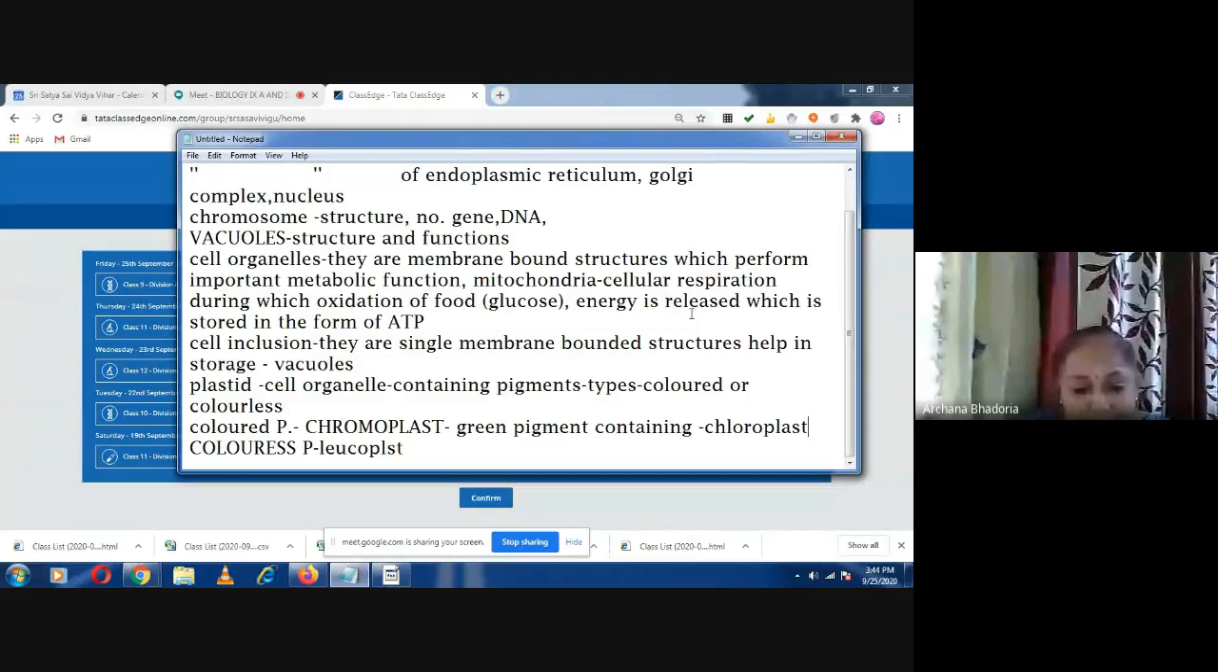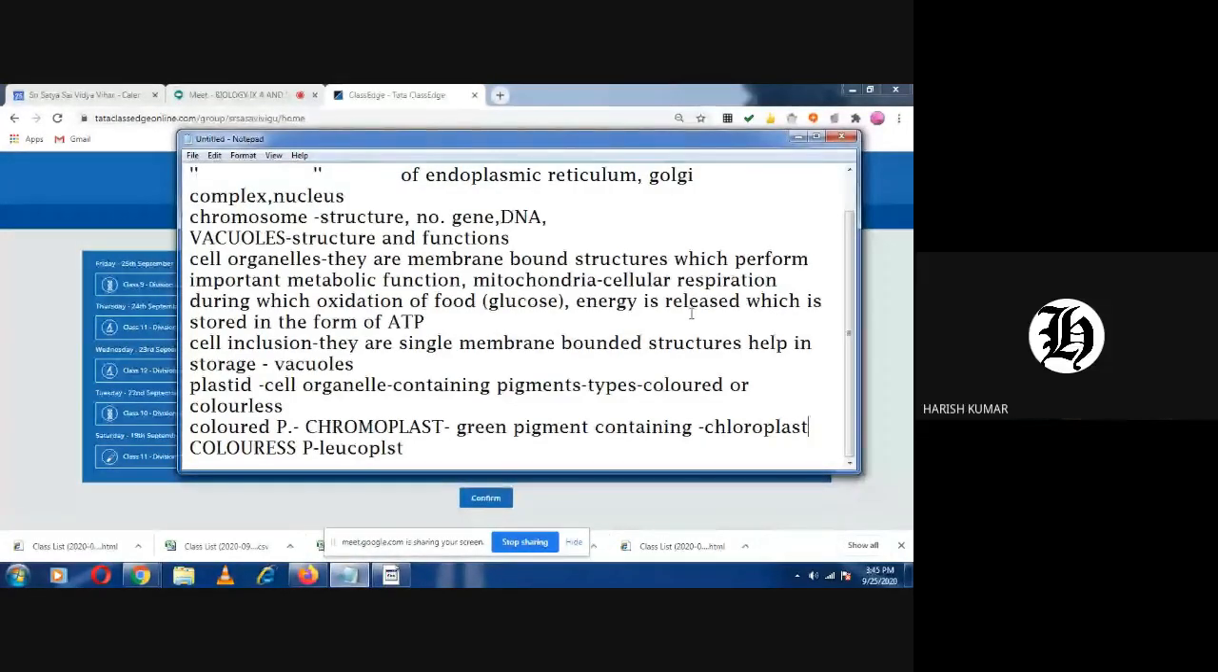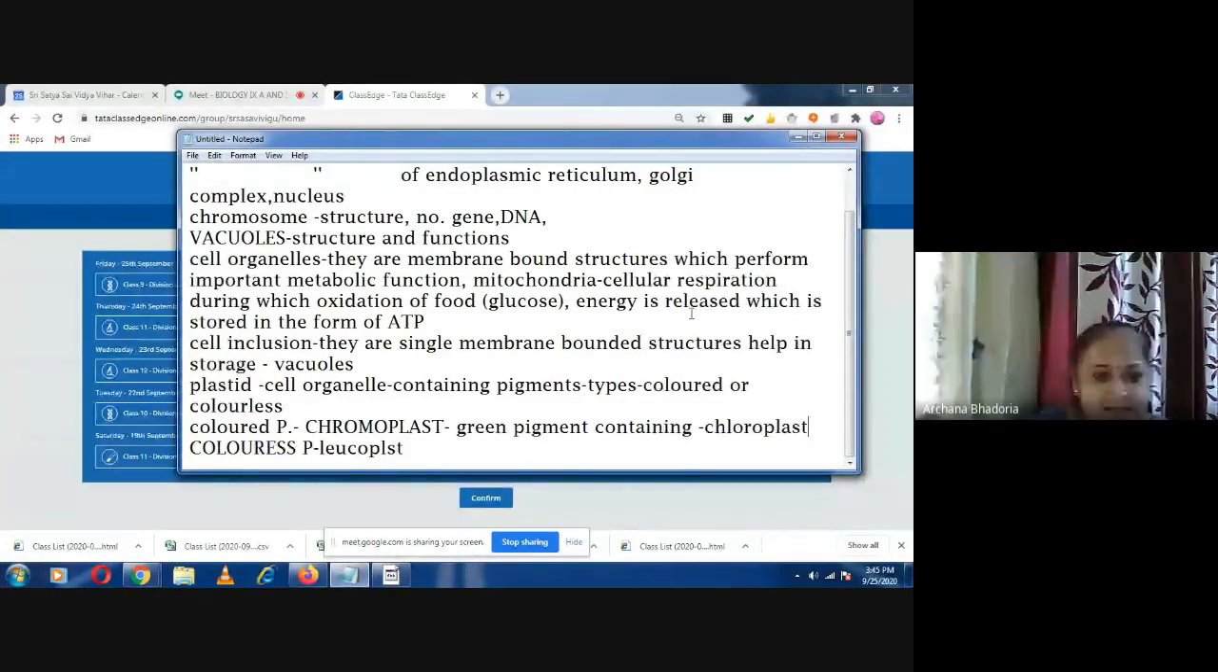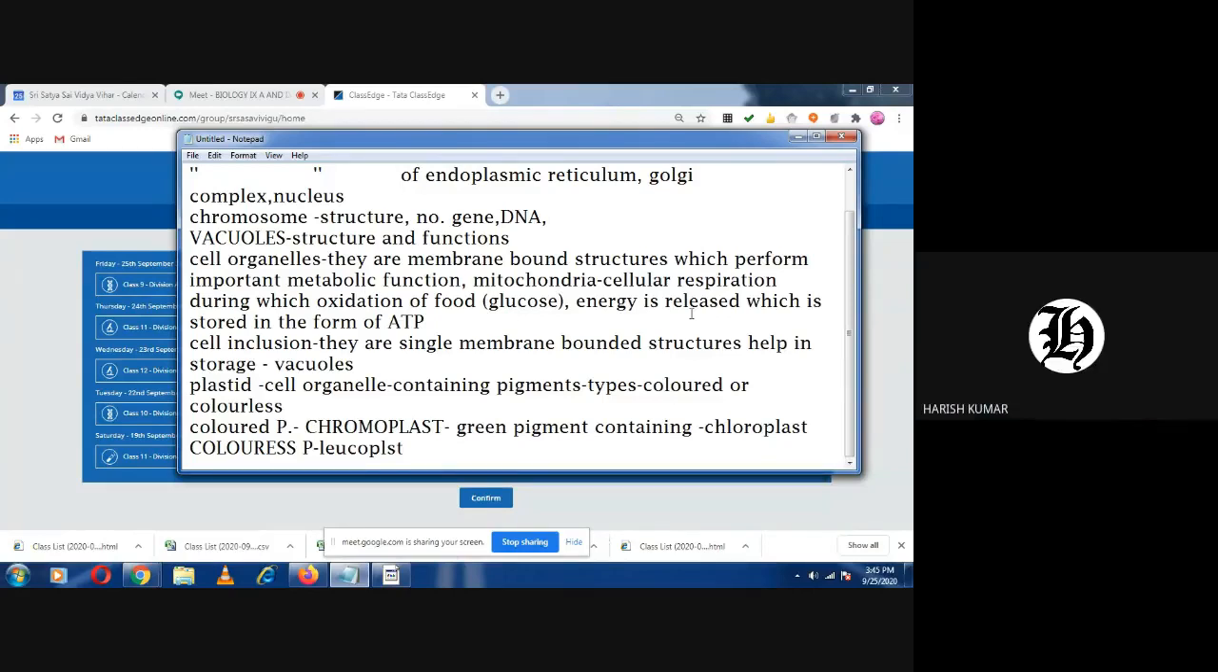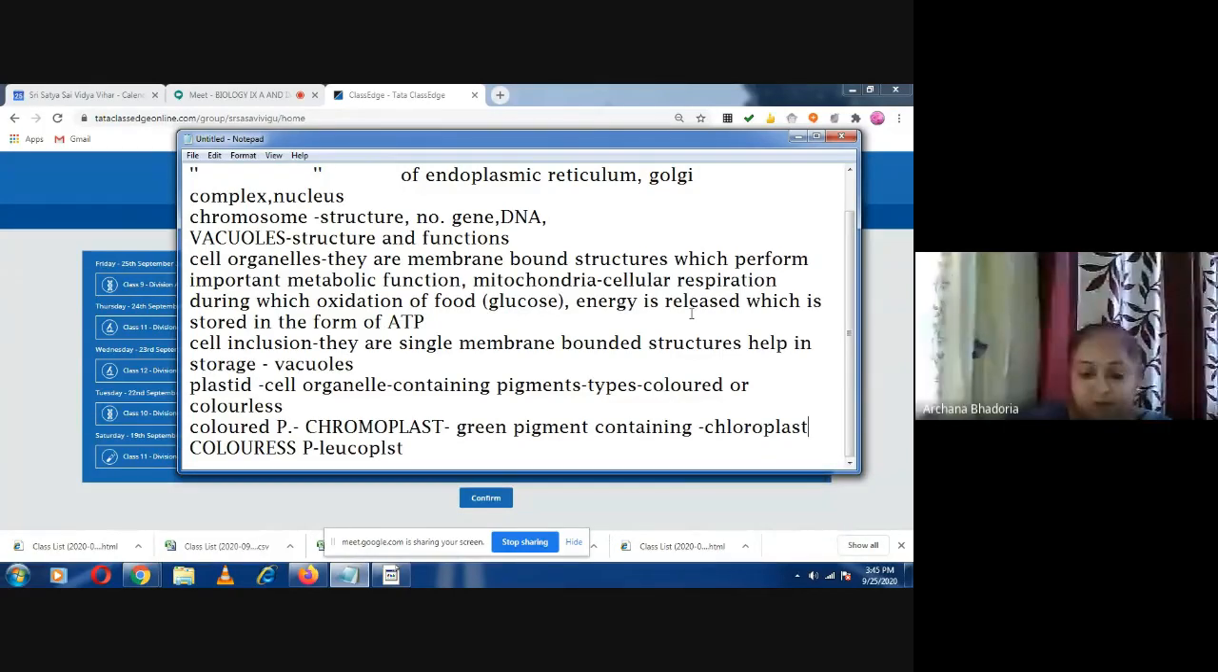Followed, all of you? So chloroplast is also chromoplast. It is a plastid, but what type of plastid is it? Chromoplast. Understood, everyone?